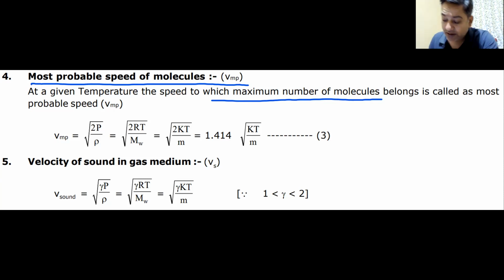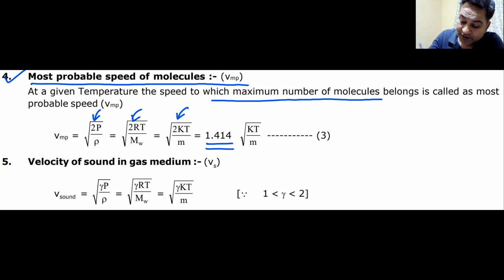There is one particular speed with which the maximum number of molecules are moving, and that speed is known as most probable speed. And in most probable speed, in place of 3, you have 2. 3 has been replaced by 2. Root over 2 is 1.414. So you have the formula as root over 2RT by M, root over 2KT by M, or root over 2P by rho. So the formula becomes V most probable is 1.414 root over KT by M.